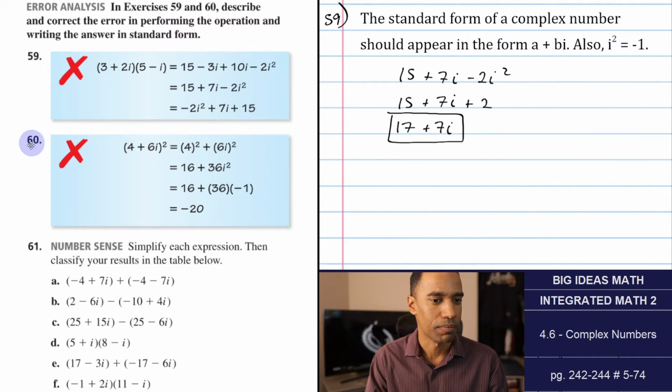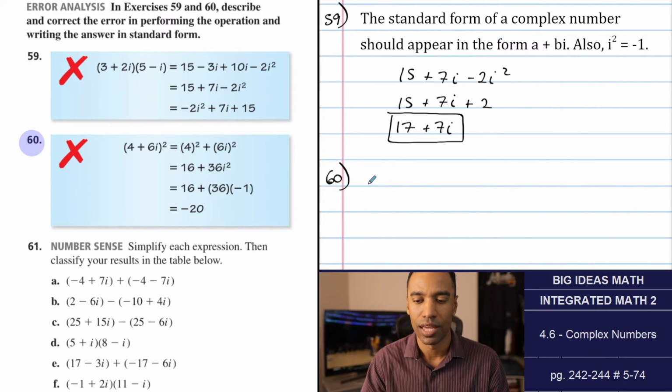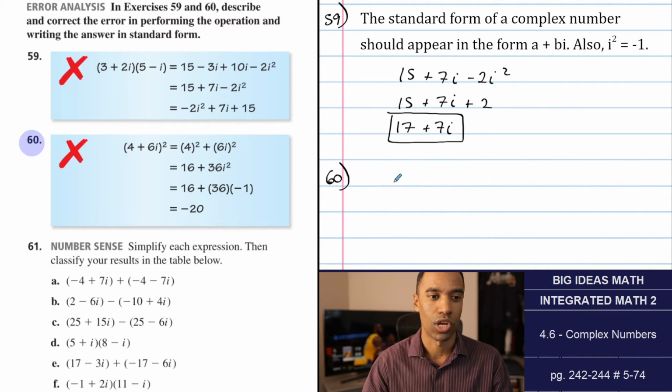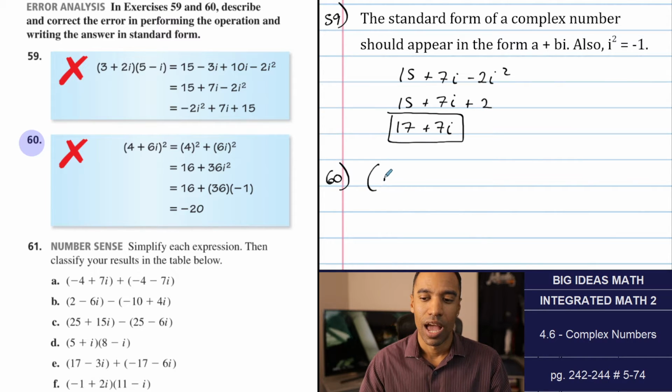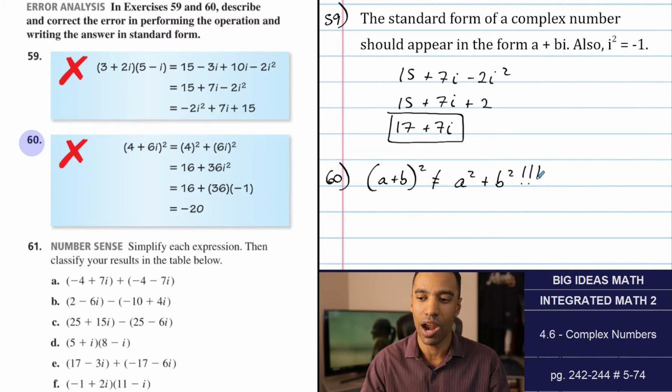Number 60, I see the mistake in the very beginning, so we're going to have to redo the whole thing. This is where I yell on my students' papers whenever I write comments. We're going to go straight from the beginning. (4 plus 6i) squared, guys, is not 4 squared plus 6i squared. You do not distribute the square. This goes back to the old ages of section 2.3, where I say (a plus b) squared does not equal a squared plus b squared.